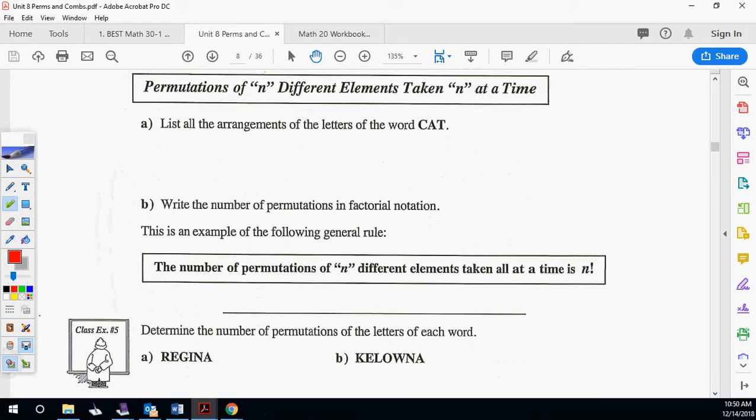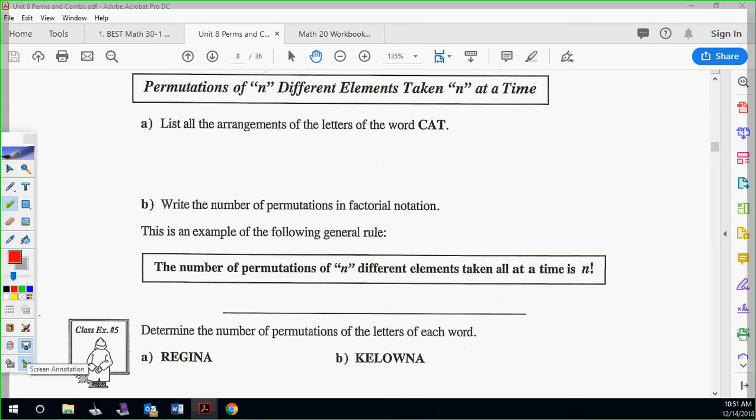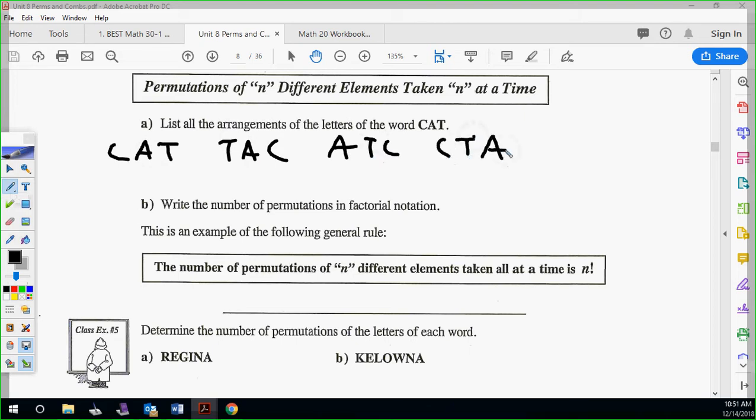permutation of n different elements taken n at a time. So we're just going to talk about these in general, and then we're going to talk about some letters down here. So list all arrangements of the letters for the word cat. So C-A-T. Whoops, let's get off highlighter here. Okay. So you got the 6 again.